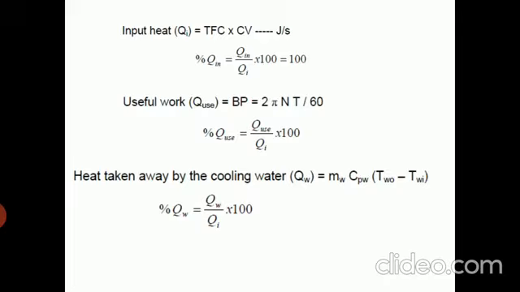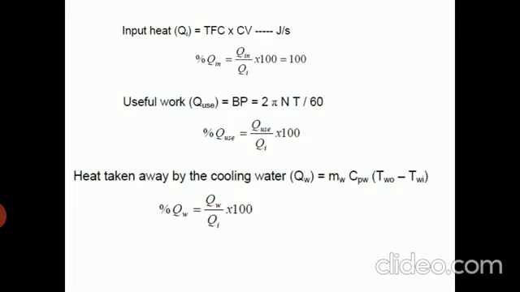Then next one is heat carried away by cooling water. Mass of water times Cp of water, which is known, 4.187, times water outlet temperature minus water inlet temperature, and that gives heat carried away by cooling medium. Most of the time water will be used as a coolant. If any other substance is used, Cp value will be given in the problem. Here I have taken water as a coolant, so that's why heat carried away by cooling water.